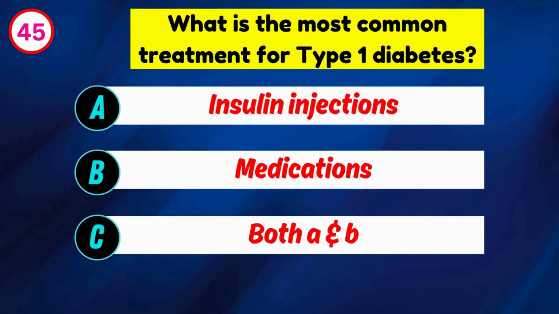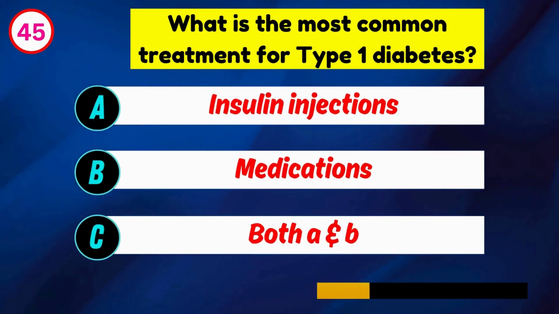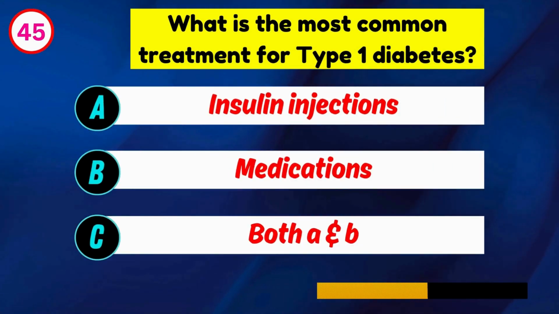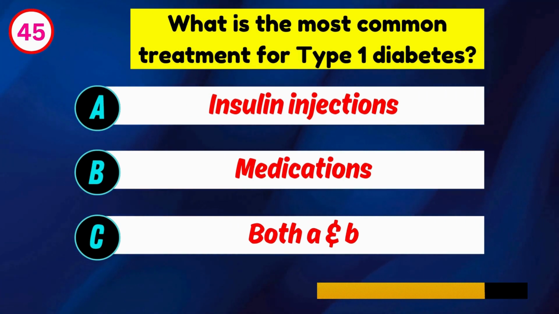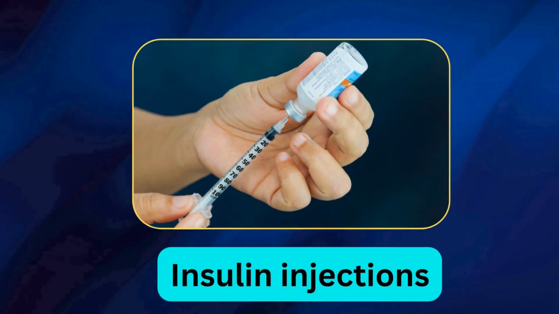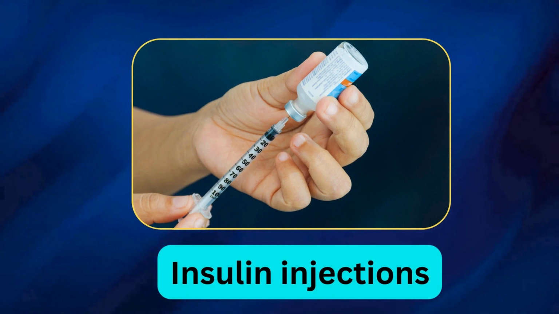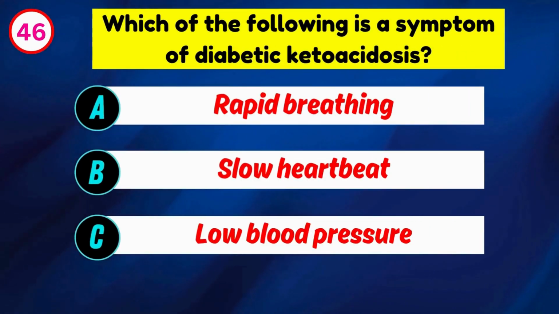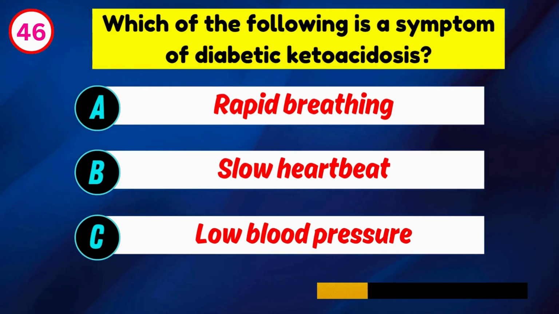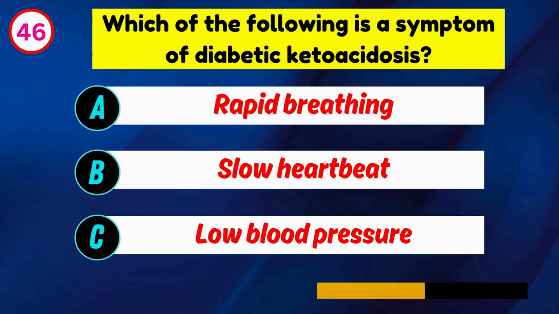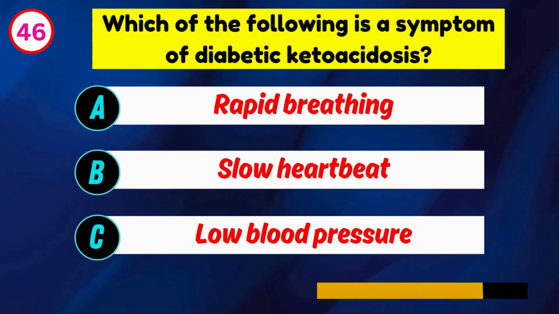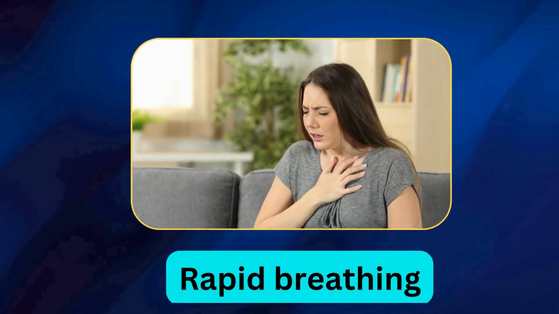What is the most common treatment for type 1 diabetes? Insulin injections, medications, both A and B. Insulin injections. Which of the following is a symptom of diabetic ketoacidosis? Rapid breathing, slow heartbeat, low blood pressure. Rapid breathing.